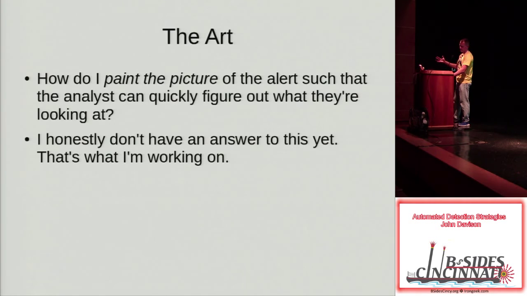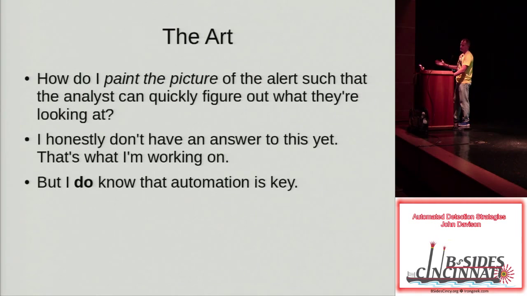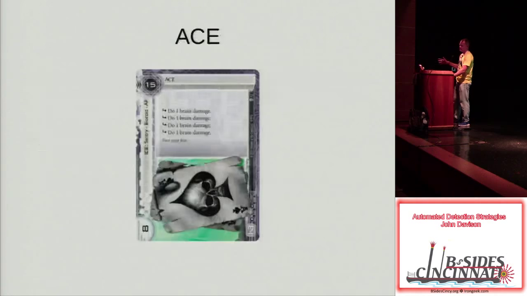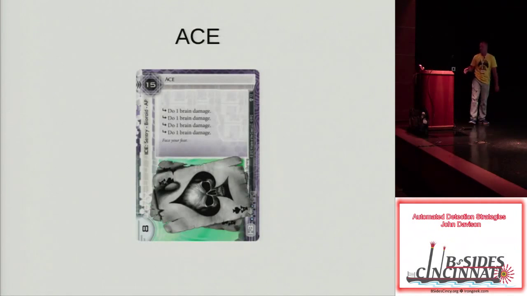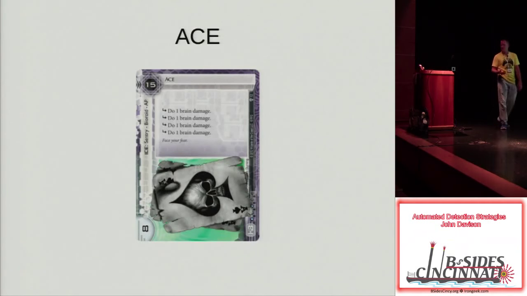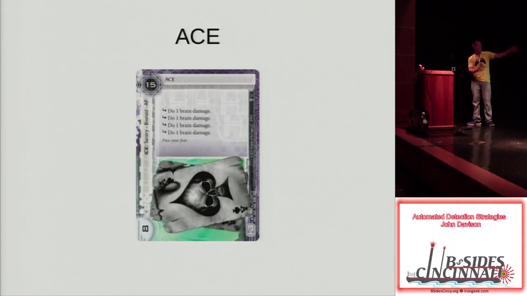So, automation is key. Forgot about that bullet point. So introduce the tool that I'm working on. We're calling it ACE, which stands for Analysis Correlation Engine. I stole all this artwork.